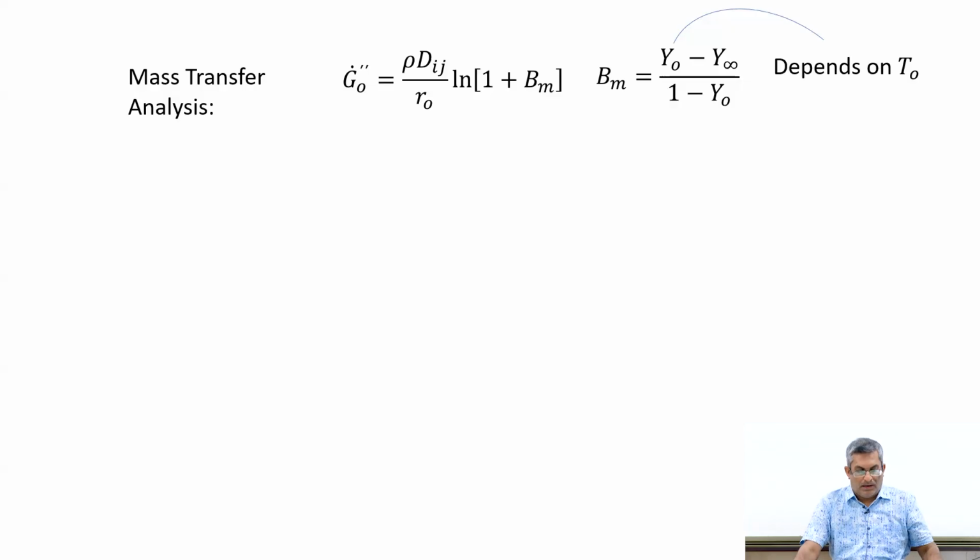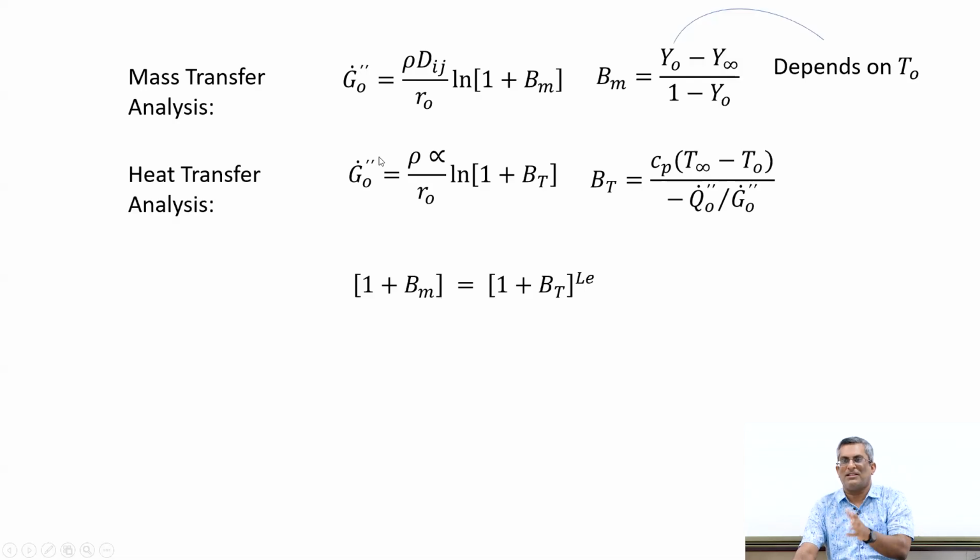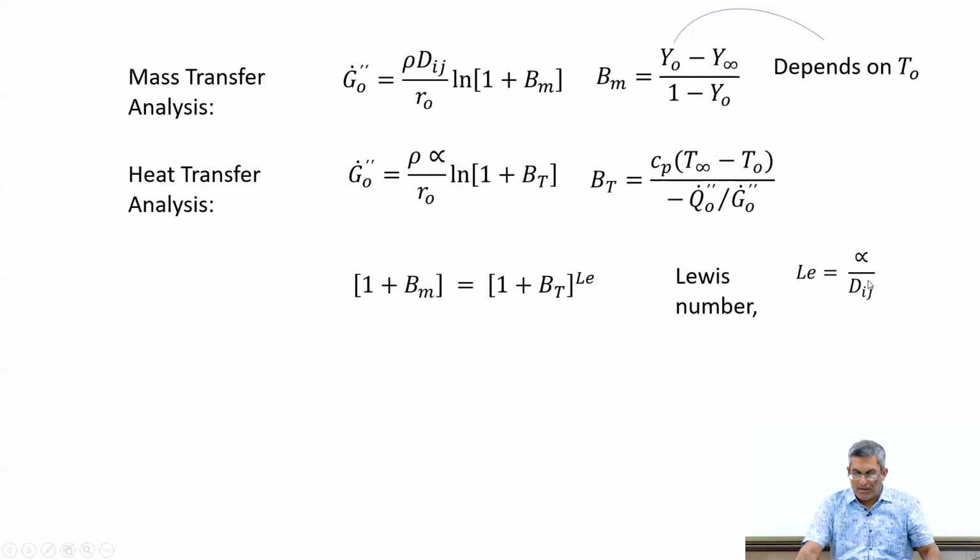Okay? Now, from heat transfer analysis also we get a similar expression. But both of the expressions must be the same, right? Whether you do heat transfer analysis or mass transfer analysis, the expression for the vaporization flux at the surface of the droplet must be the same. So, by equating this, we get this expression where this parameter Le is known as the Lewis number, which is the ratio of the thermal diffusivity to mass diffusivity.